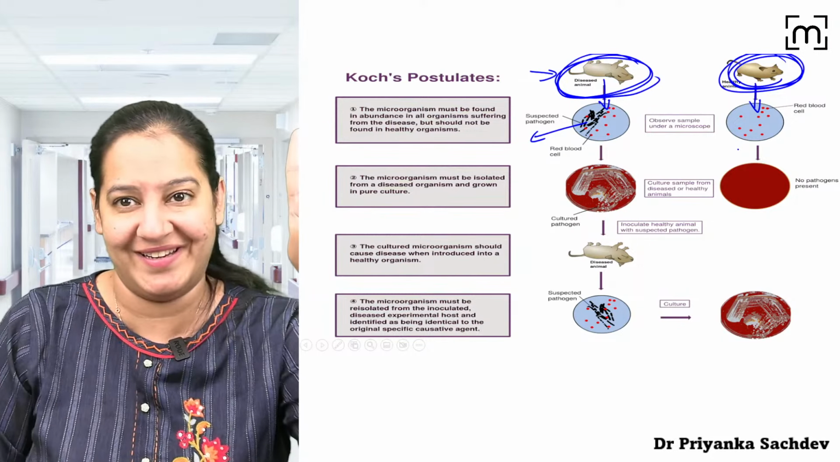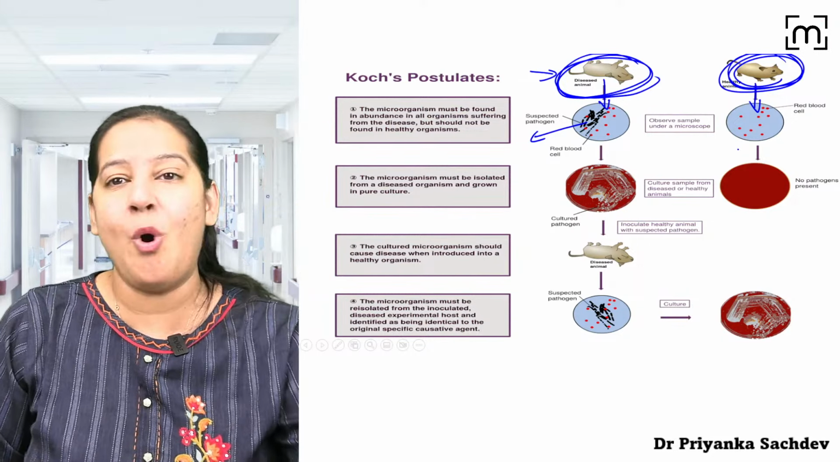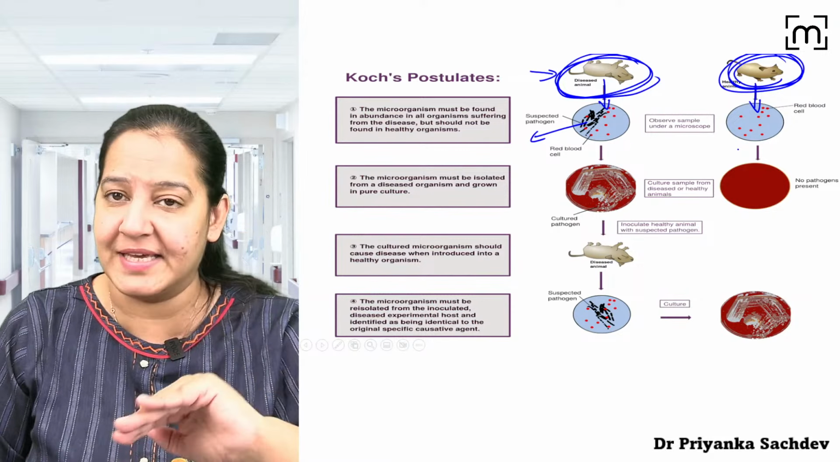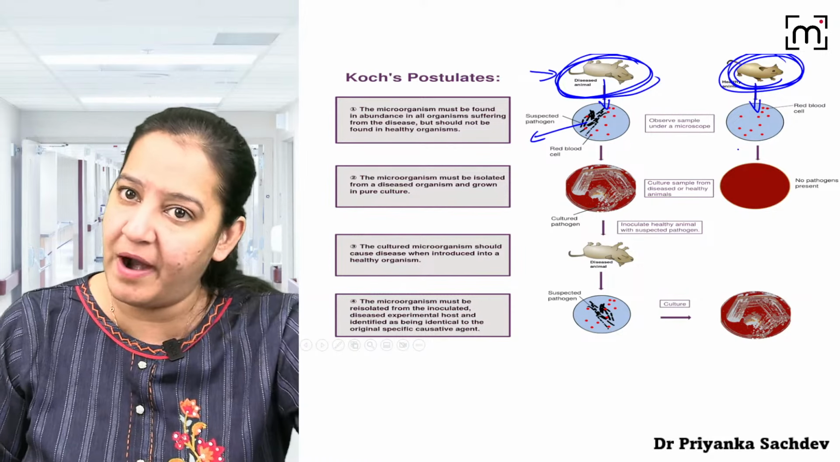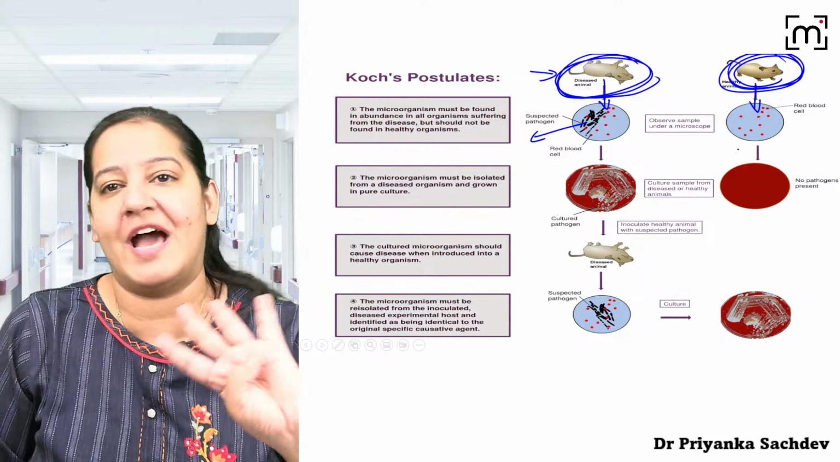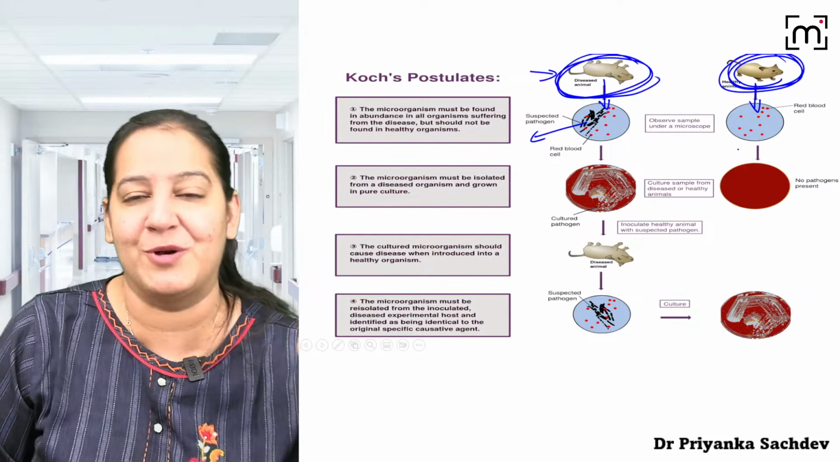This is the first postulate. This should be proven, right? So all the diseased animals of that particular disease should have that bacteria in their blood, and all the healthy animals do not have that bacteria in their blood. The first Koch postulate should be proven.